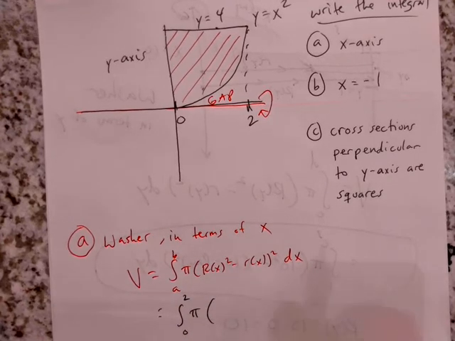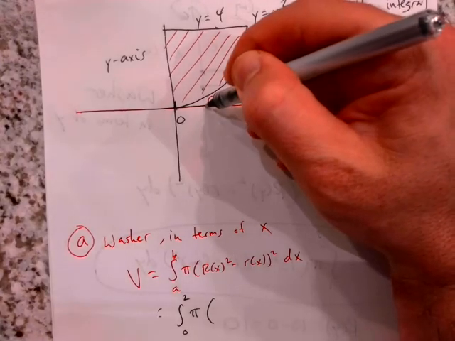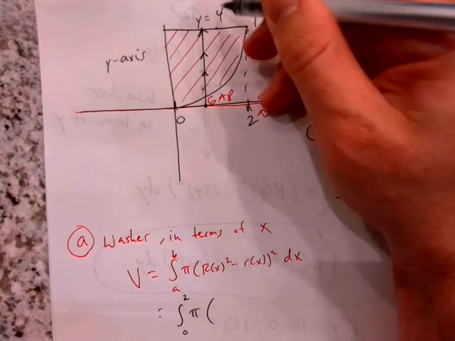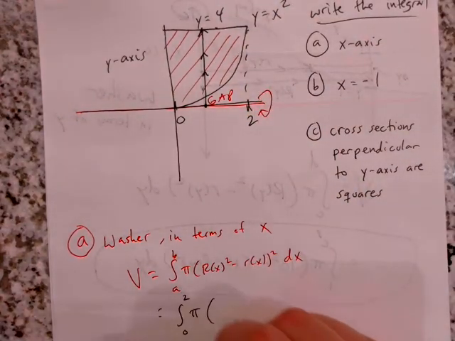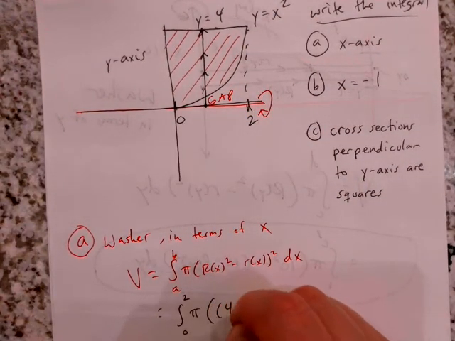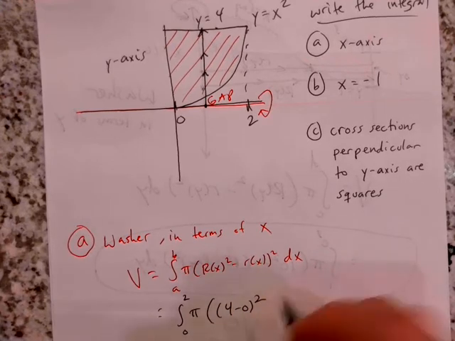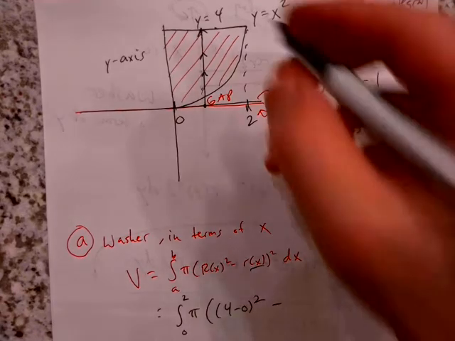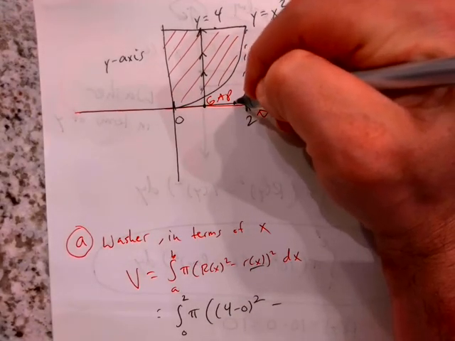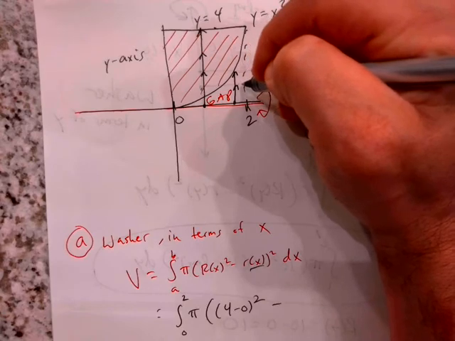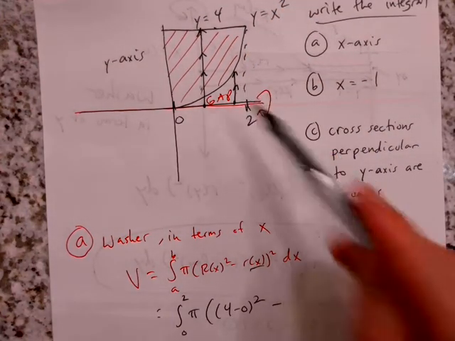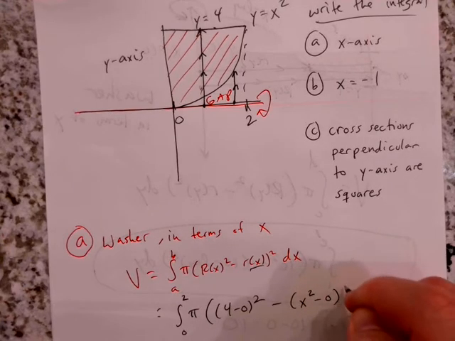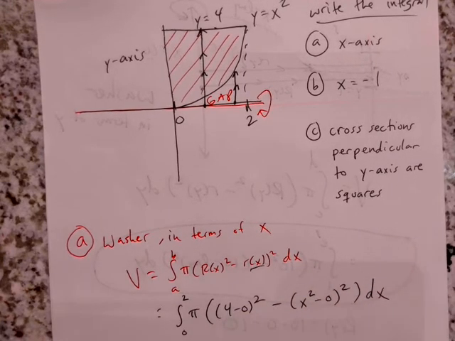Big R of x. Big R is the distance from the axis of revolution to the outside of the region. Top minus bottom, that's 4 minus 0, which of course is 4. Minus small r of x squared. Small r of x is the distance from the axis of revolution to the inside of the region, which is x squared minus 0. And so we do small r of x squared dx. And there you go.